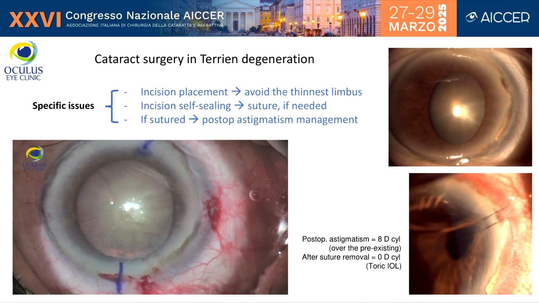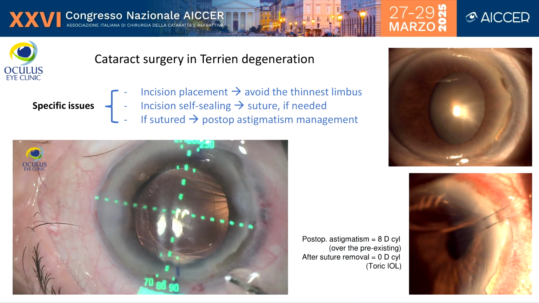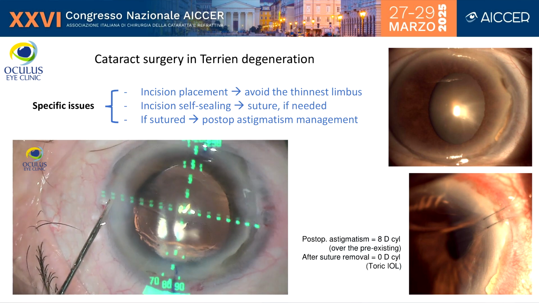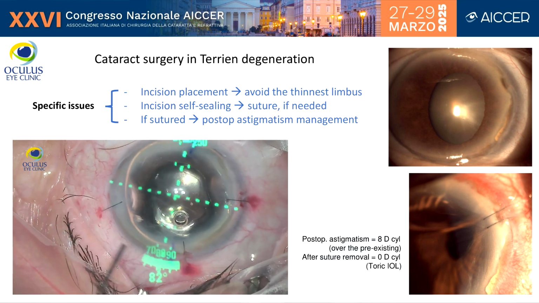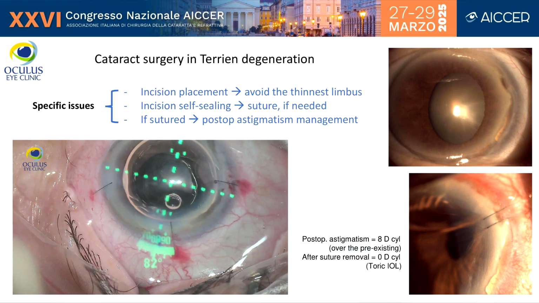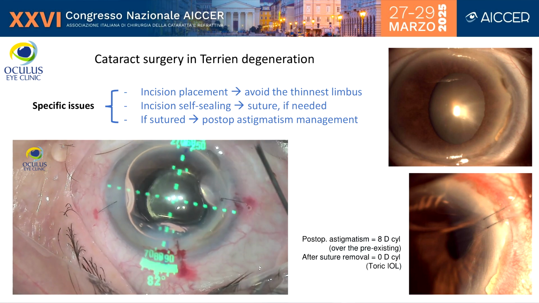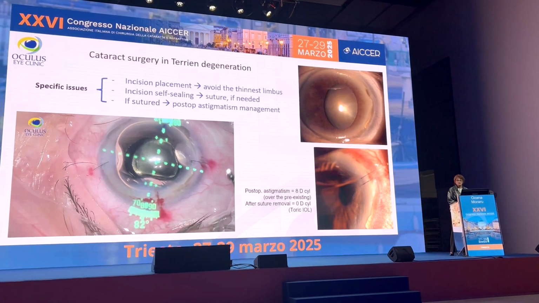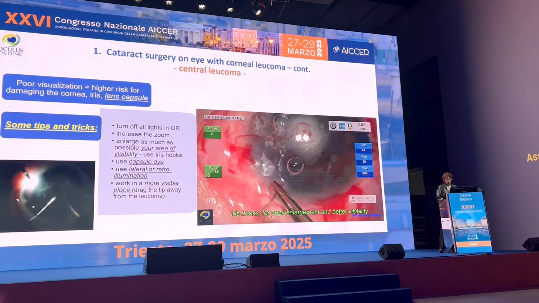And this is another example with peripheral opacities, a Terrien ulcer in this case. Of course, no problem with the visualization, but you have a lot of problems with closing the incisions. And you will see at the end, this patient was supposed to have, and had, a toric IOL, but I needed to suture the incisions. And even so, you see the anterior chamber was unstable. I injected air and I still had leakage. At the end, I needed to put even 2 sutures on the paracentesis, but this patient did very well at the end, after 1 month when I removed the sutures.